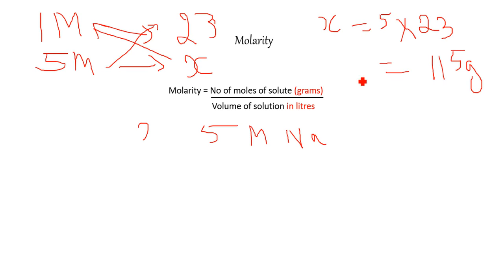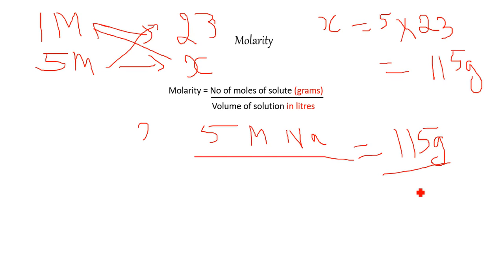To get a 5 molar solution of sodium, we need to weigh out 115 grams of sodium and dissolve that in 1 liter of distilled water. As simple as that.